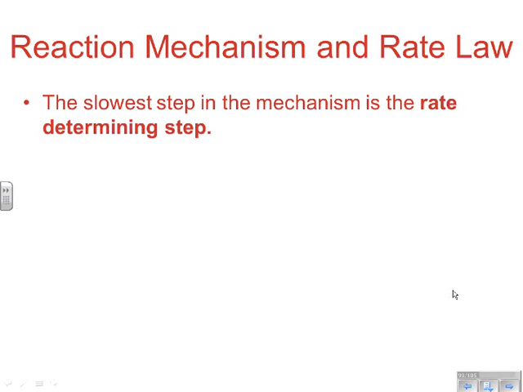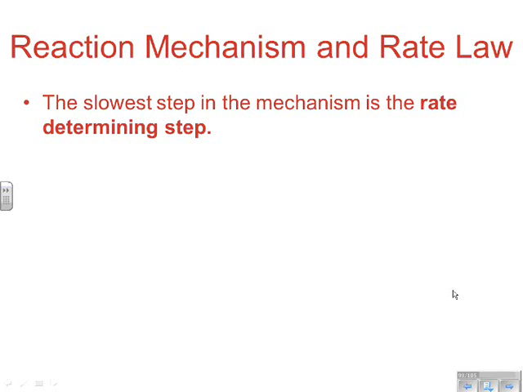Now, the next thing is reaction mechanism as it applies to rate law. So how do those two things come together? Because the second part of a valid reaction mechanism is that it upholds experimentally determined rate laws. So what's the relationship between those two things? Well, that's actually looking at that fast-slow idea.